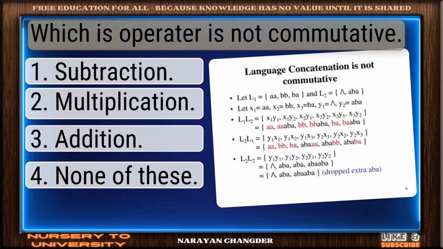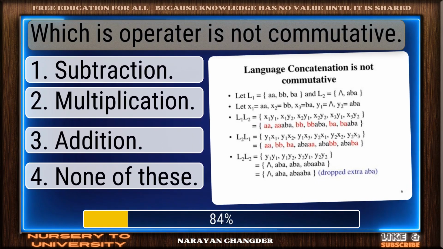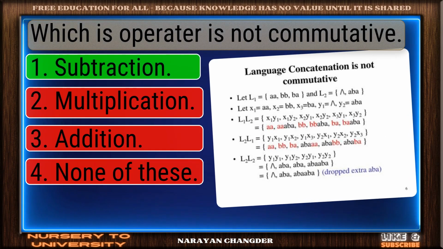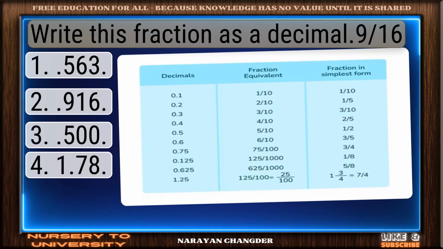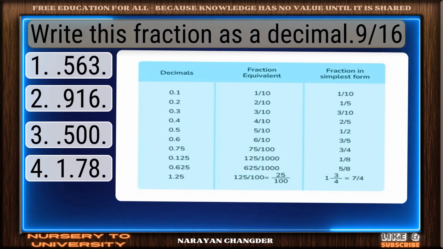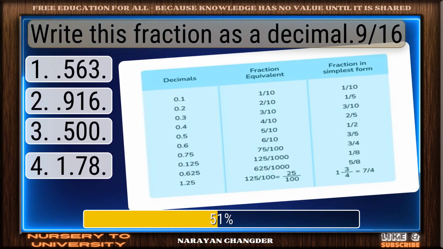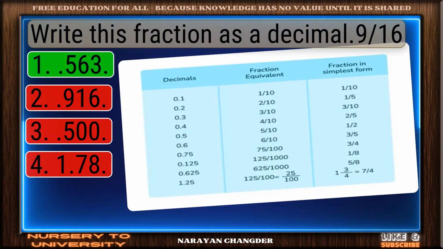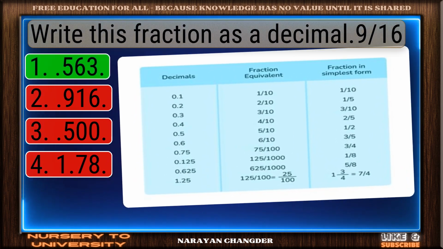Question number 56. Which operator is not commutative? Correct response. Subtraction is the most accurate answer. Question number 57. Write this fraction as a decimal, 9/16. Nice selection. 5.63 is the correct and valid answer.